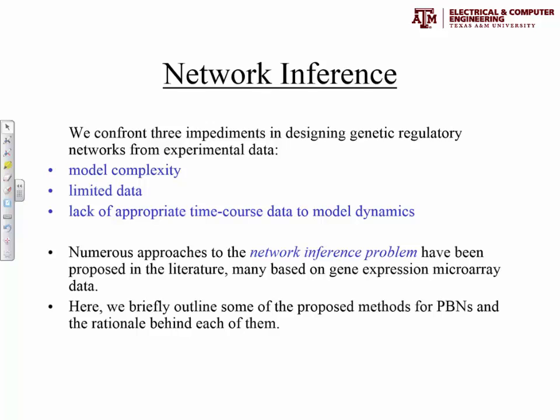The first one is model complexity, okay? How complicated is the model of the network going to be? You don't have a whole lot of data. And the third thing is that you do not have time course data to model dynamics. In dynamical systems, in engineering systems, typically you do time domain identification. You excite a system with a sine wave, or you give it a step input, look at the response, then you try to identify, okay? In biology, usually you do not have time course data, okay?